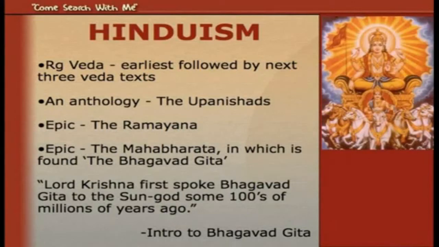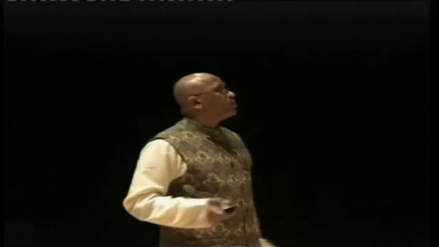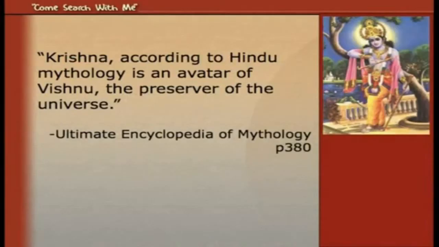Here's what they're saying. Lord Krishna first spoke the Bhagavad Gita to the sun god some hundreds of millions of years ago. Now there's no way any of us can go back hundreds of millions of years to establish anything of that nature. But they do say it was lost to humanity and then came back again in what is called the Battle of Kurukshetra, in the northern part of India, and that was 50 centuries ago. Still a long ways away.